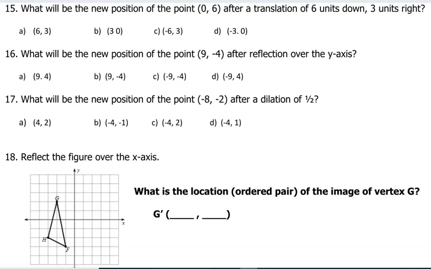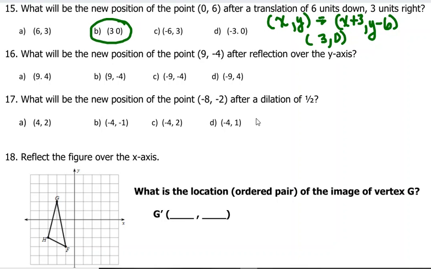Probably the best way to think about that is to write out our rule. And we know that when we have a translation like this, we start with an ordered pair (x, y). And we are going to go 6 units down. So remember that up and down is your y value, so we'll say y minus 6. 3 units right, that's our x value, so we'll say x plus 3. So if I started with the point (0, 6), then my new point is going to be (3, 0), because 0 plus 3 is 3, and 6 minus 6 is 0. So hopefully there is a (3, 0), and there is.